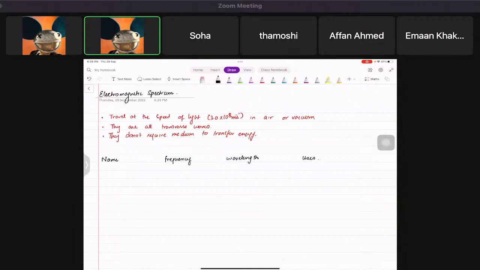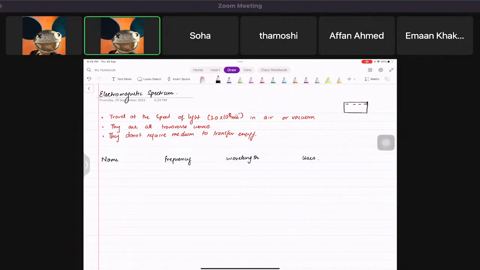So what you can do is, on your copy or whatever you're using to write, put it on landscape, on the wider side, and then start making this table, because it will take a bit of time.